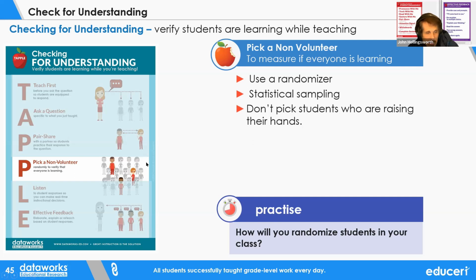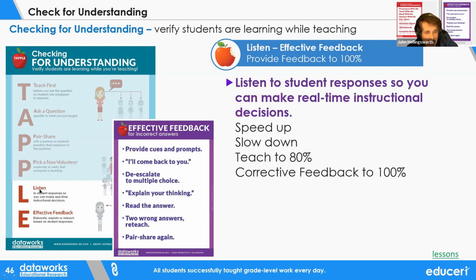All right, so let's go to the next one. Now, listen. We're going to listen to the responses. Now, that should be listen and look, because you could look at the whiteboards if we've got the whiteboards. So now you want to be able to make instructional decisions. So let's just look at the basic ones. Let's see if we can read these 4 right here. The instructional decision to what? Speed up, slow down. Also teach to 80%, and that's easy to look at with the whiteboards.